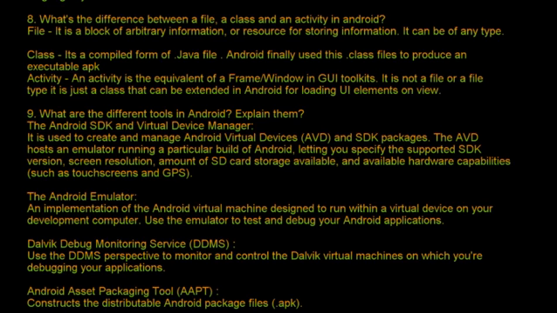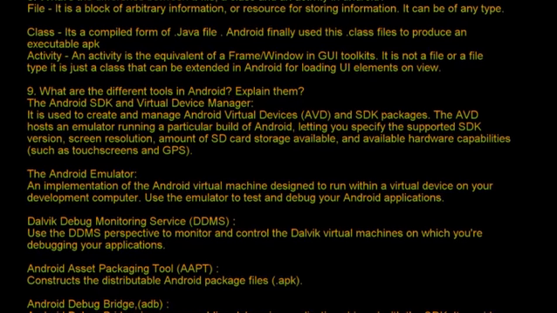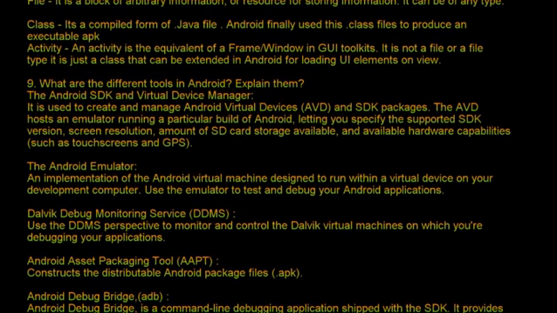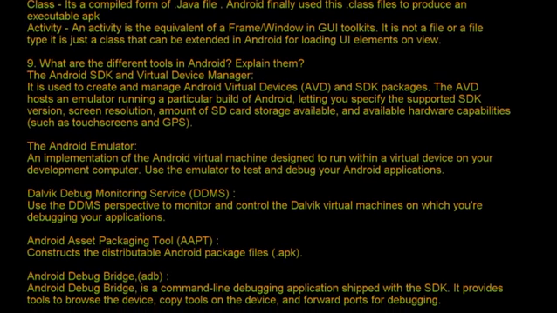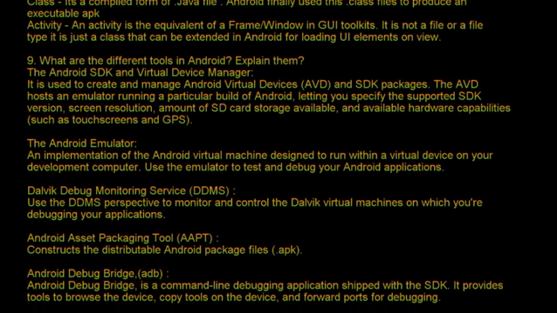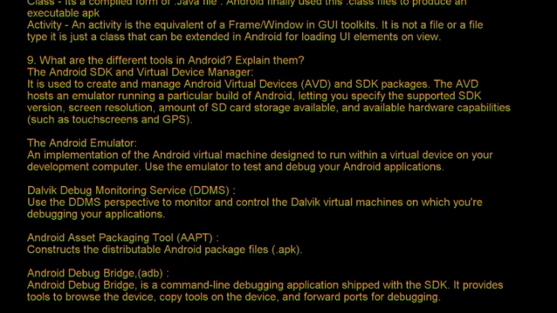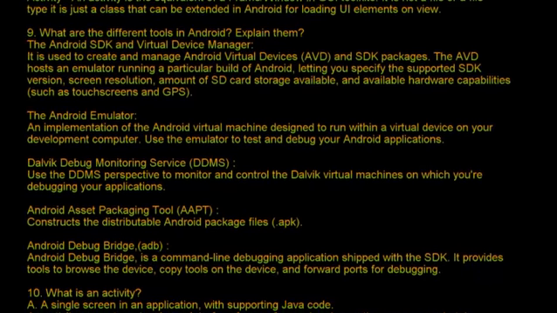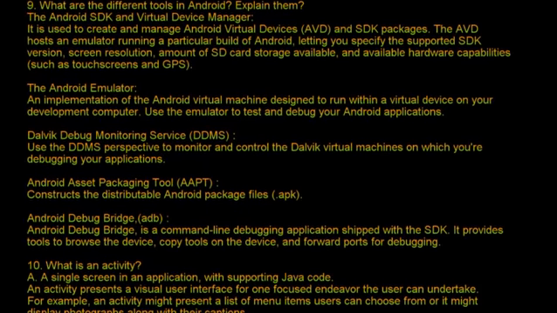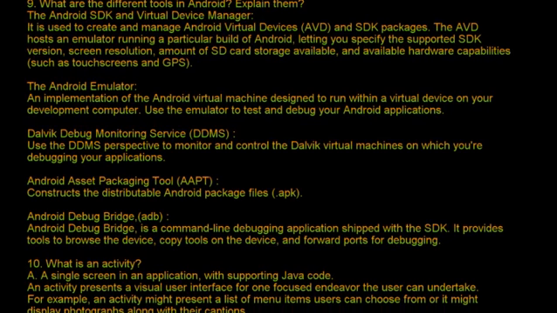9. What are the different tools in Android? Explain them. The Android SDK and Virtual Device Manager is used to create and manage Android Virtual Devices (AVD) and SDK packages. The AVD hosts an emulator running a particular build of Android, letting you specify the supported SDK version, screen resolution, amount of SD card storage available, and available hardware capabilities such as touch screens and GPS. The Android emulator, an implementation of the Android virtual machine designed to run within a virtual device on your development computer. Use the emulator to test and debug your Android applications.